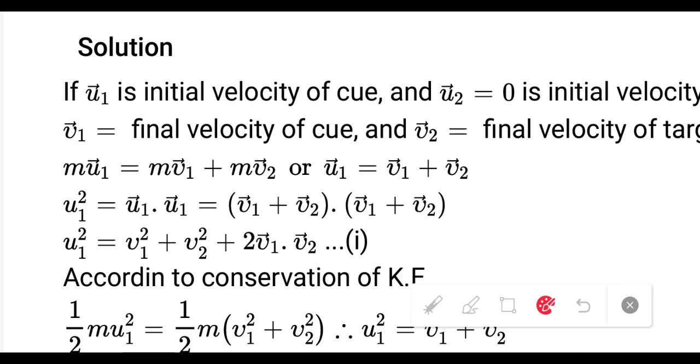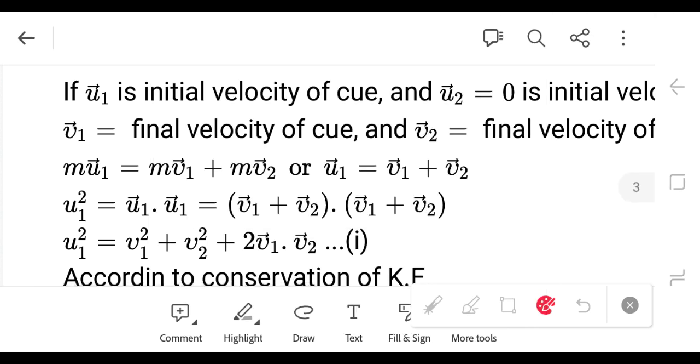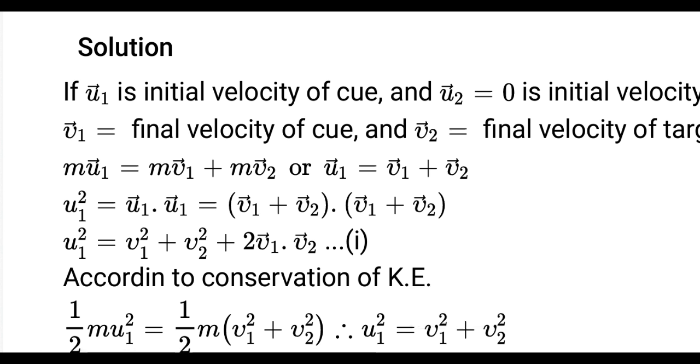So basically, what we are going to be doing, I'll be showing you how the solution was obtained. So we are told that this one is our Q and the V2, ball V2 is the target.